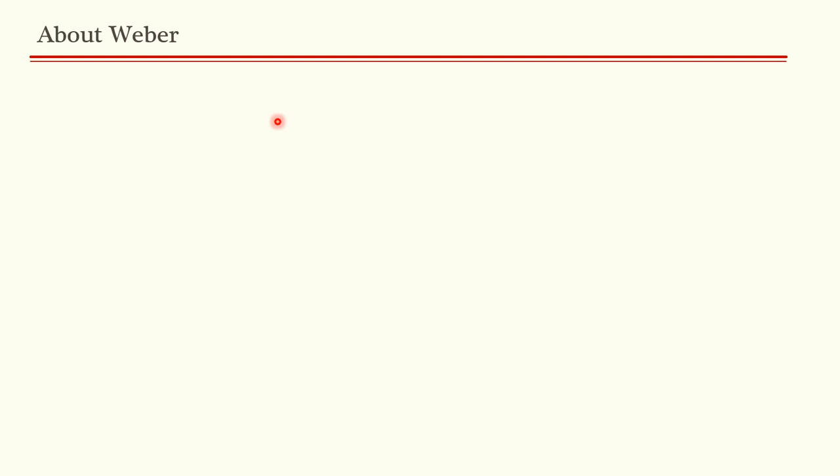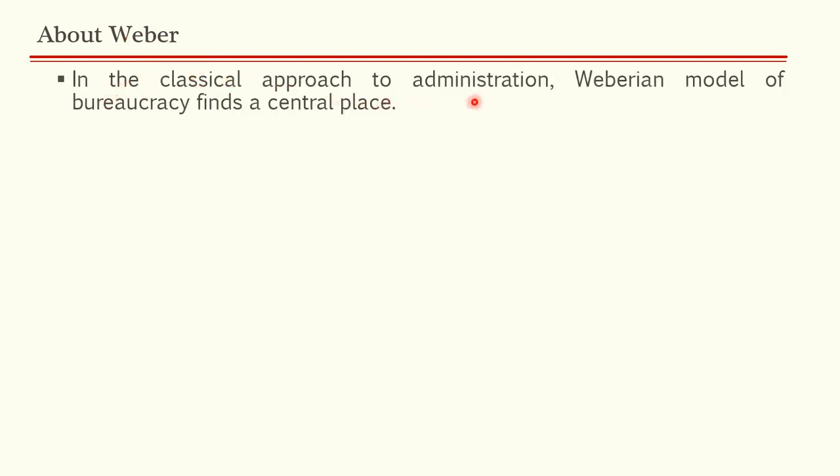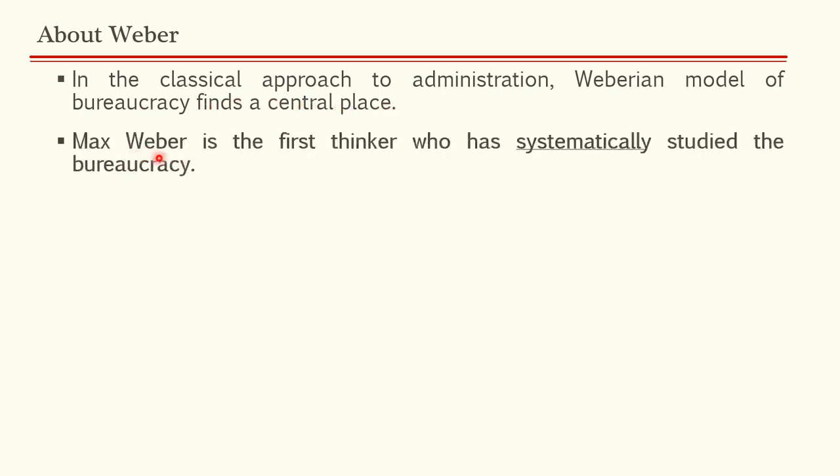It is nothing but a group of people who are not elected by people themselves but who are appointed to those positions by virtue of their talent. So coming back to Max Weber, in the classical approach to administration, Weberian model of bureaucracy finds a central place. Max Weber is the first thinker who has systematically studied the bureaucracy. He was the first thinker to systematically study the bureaucracy.